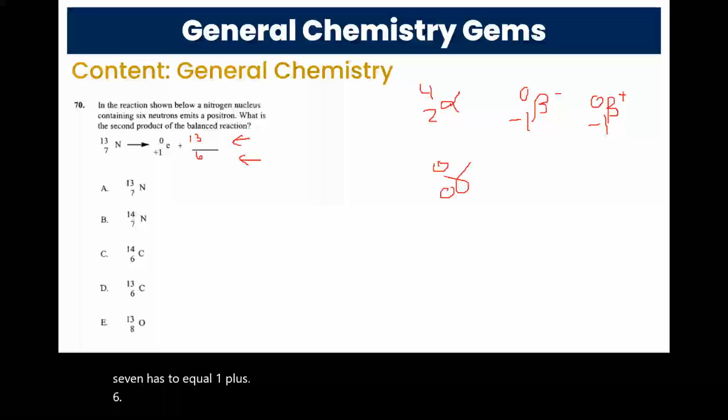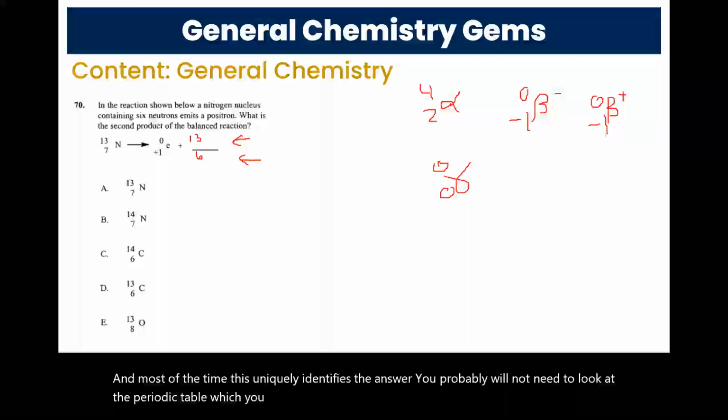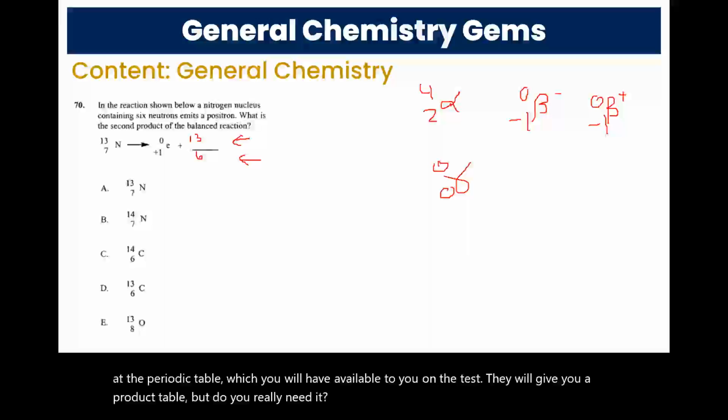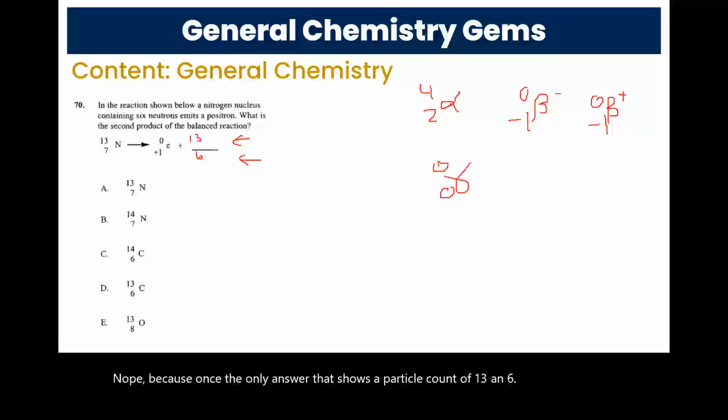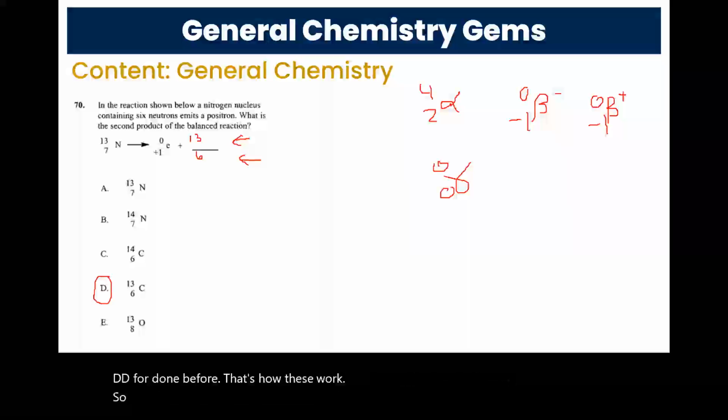And most of the time, this uniquely identifies the answer. You probably will not need to look at the periodic table, which you will have available to you on the test. They will give you a periodic table. But do you really need it? Nope, because what's the only answer that shows a particle count of 13 and 6? D. D for done. That's how these work. So know what an alpha particle is, know a beta, know a positron, know a gamma.